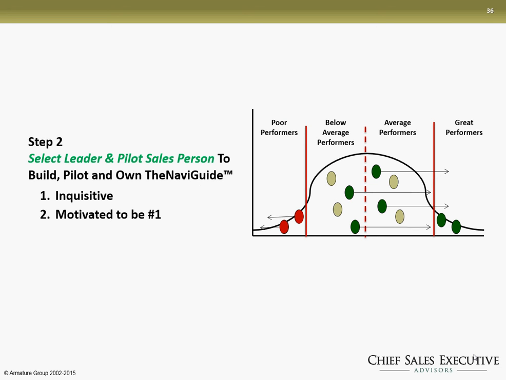In step 2, we help you select a leader and 1 pilot salesperson to help us build, pilot, and own the TheNaviGuide once it's been built and refined. The key is to ensure that these 2 people are inquisitive, so they're open to change, and that they're motivated to be the best and to beat your current great performers.